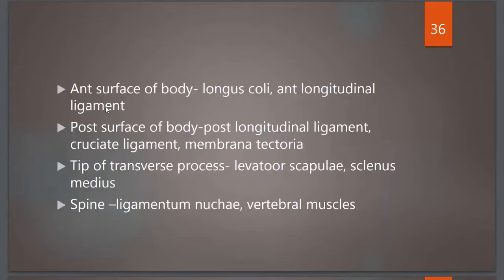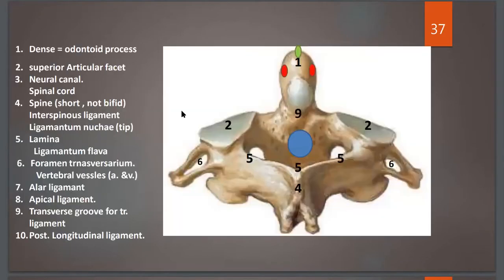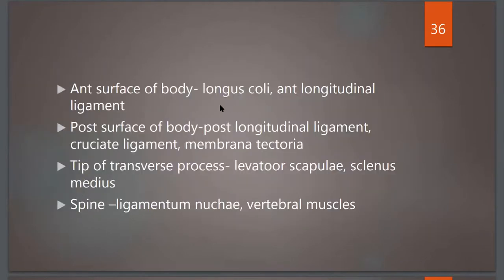Then anterior surface of the body of axis gives attachment to various muscles like we have seen previously. Longus colli, anterior longitudinal ligament. Posterior surface of the body gives attachment to posterior longitudinal ligament, cruciate ligament, membrana tectoria. Tip of the transverse process gives attachment to levator scapulae, sorry, scalenus medius. Spine is giving attachment to ligamentum nuchae and vertebral muscles.